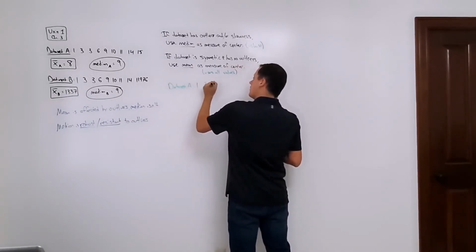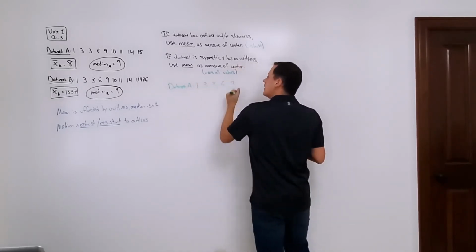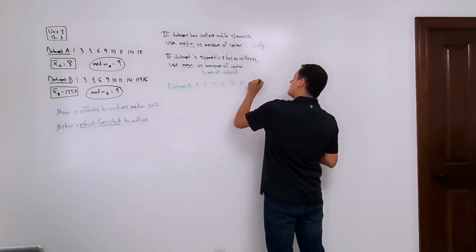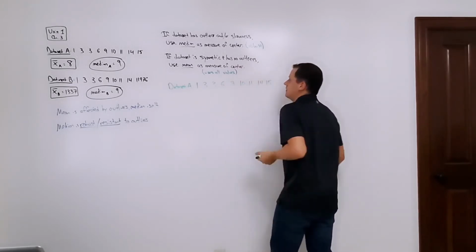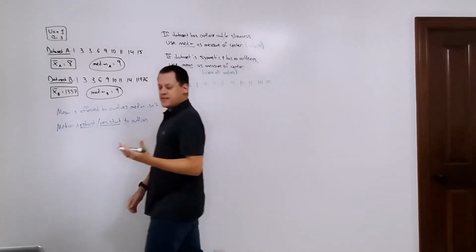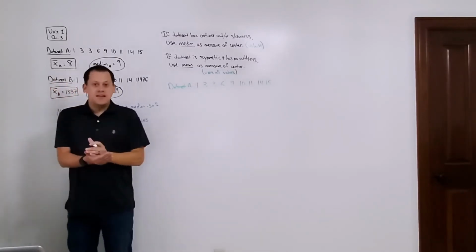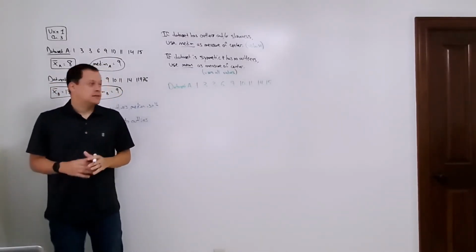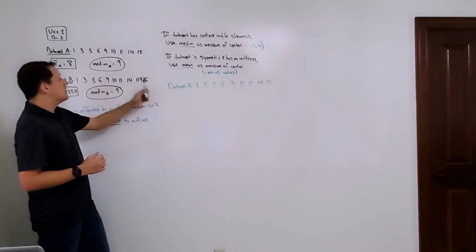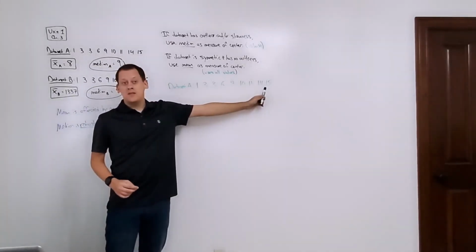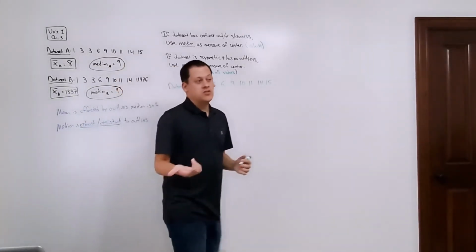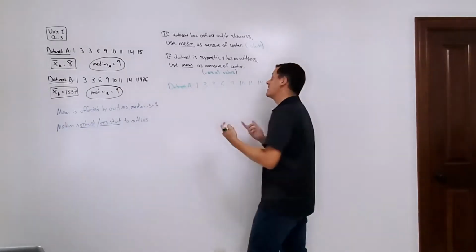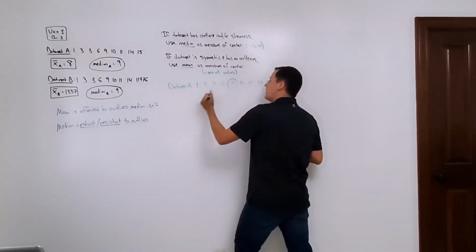Data set A: 1, 3, 3, 6, 9, 10, 11, 14, 15. Now we've already established that the median of data set A is 9. Right? And that's because there are 9 values here, and we use n plus 1 over 2. That's 10 over 2, which is 5. It's the 5th value. The median is 9.